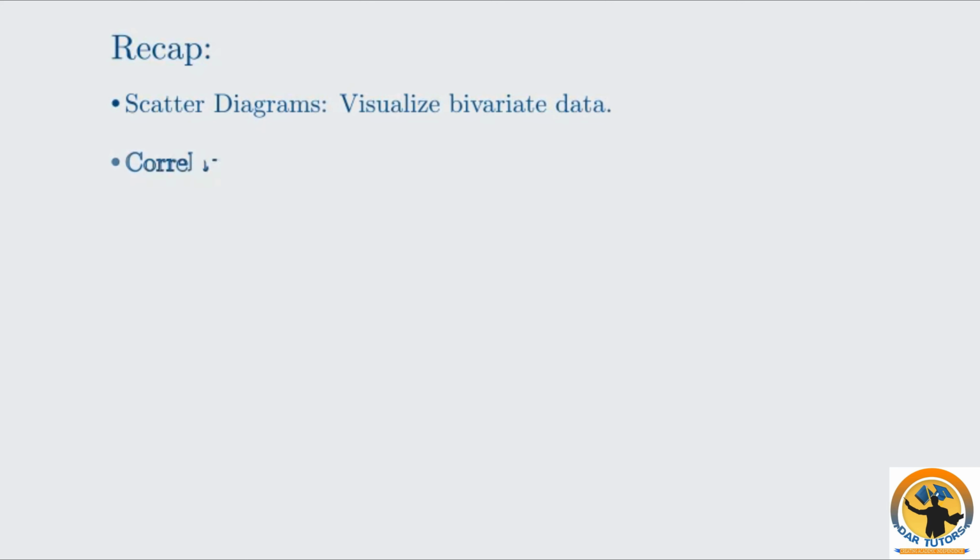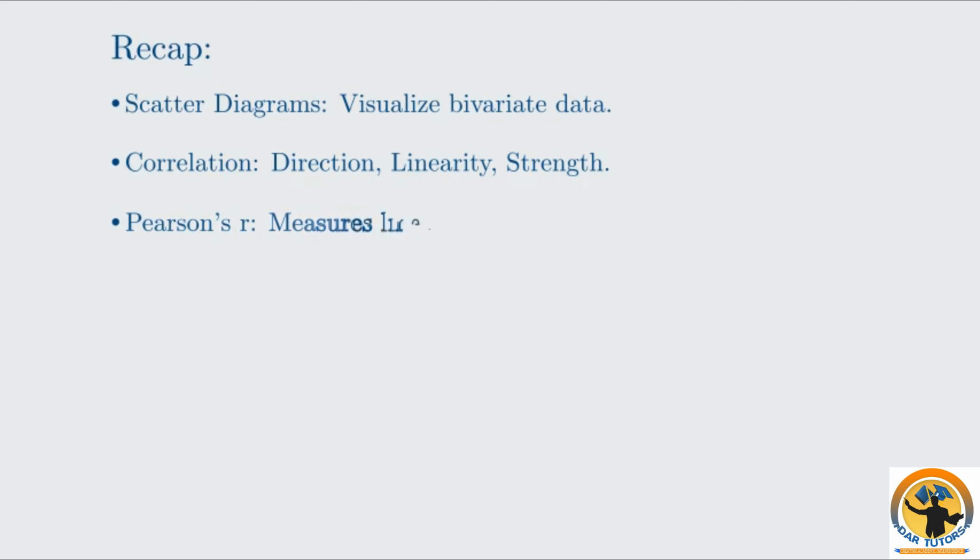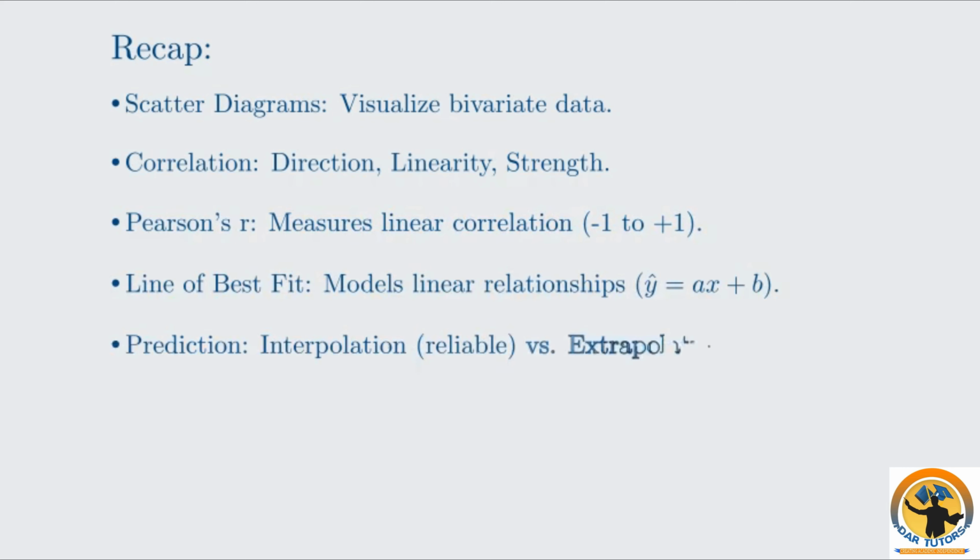To conclude, let's recap the key concepts we've covered today. We started by defining bivariate data and visualizing it with scatter diagrams. We learned to describe correlation by its direction, linearity, and strength. We then introduced Pearson's correlation coefficient, R, as a precise measure of linear correlation and learned how to interpret its value. Finally, we saw how to find and use a line of best fit to make predictions, distinguishing between reliable interpolations and unreliable extrapolations. Mastering these concepts is essential for success in the IB Mathematics AAHL course.